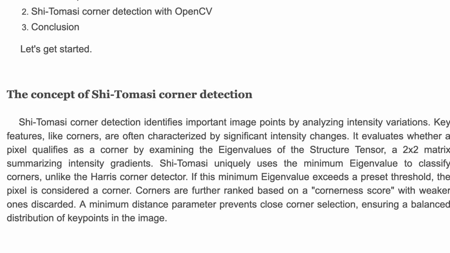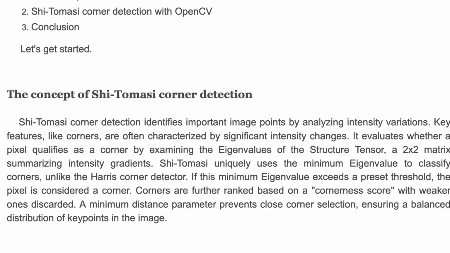Shi-Tomasi corner detection identifies important image points by analyzing intensity variations. Key features, like corners, are often characterized by significant intensity changes. It evaluates whether a pixel qualifies as a corner by examining the eigenvalues of the structure tensor, a 2x2 matrix summarizing intensity gradients. Shi-Tomasi uniquely uses the minimum eigenvalue to classify corners.